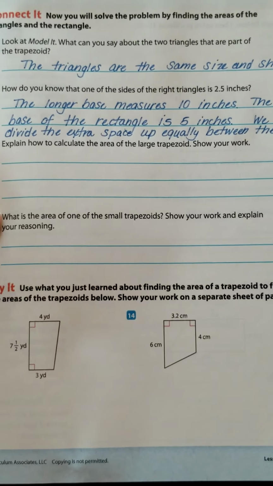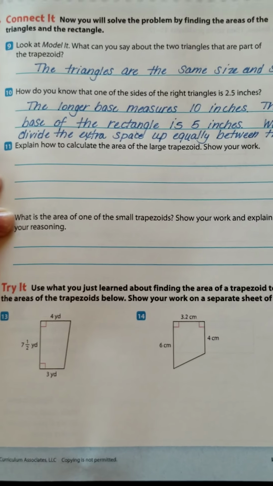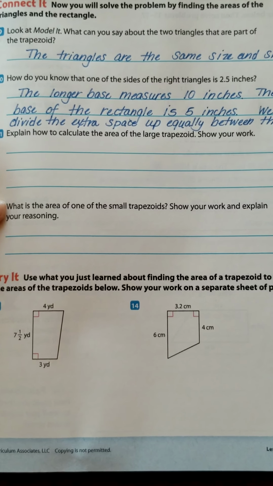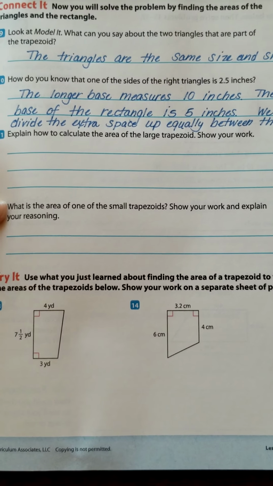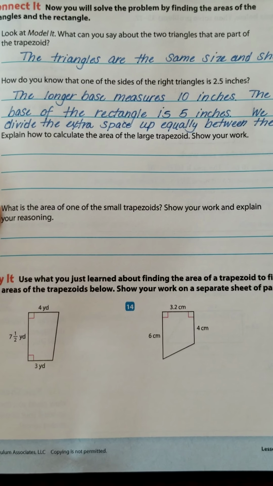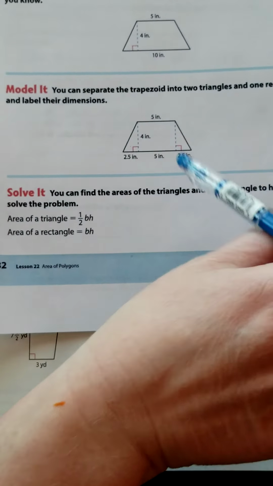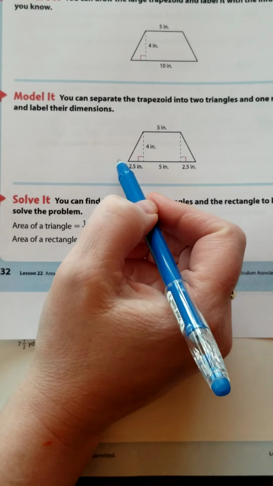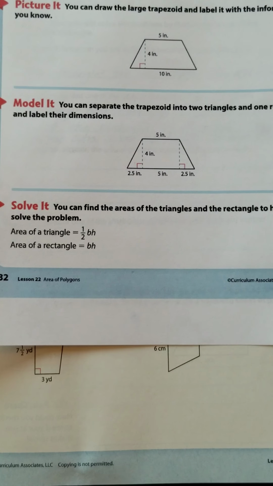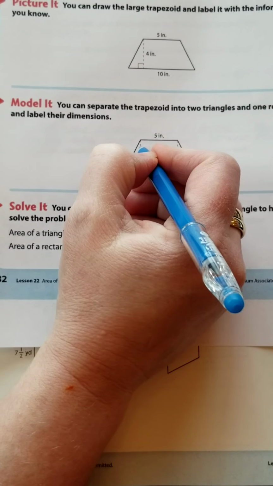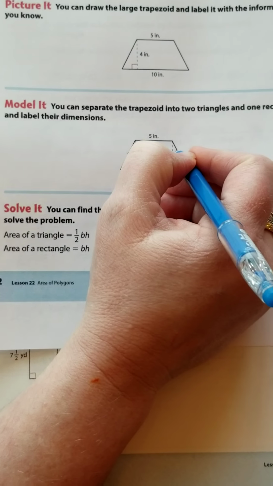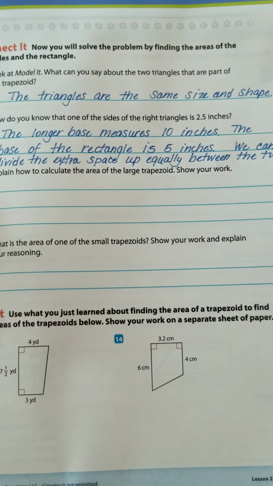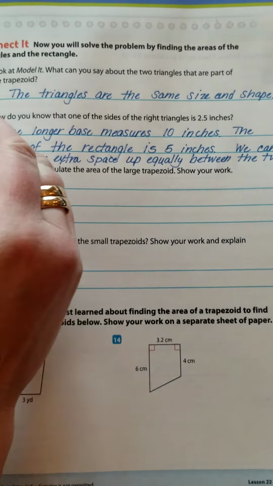Let's go to question number 11. Question 11 is asking us how to calculate the area of the large trapezoid. Show your work. So in order to get the area of the large trapezoid, what is it that we're going to have to add? We've got this whole trapezoid right here. In order to get the area of this whole thing, we have 3 things that we need to add. We need to add this triangle, and the rectangle. So let's write that sentence. Add the area of the rectangle to the area of the 2 triangles.